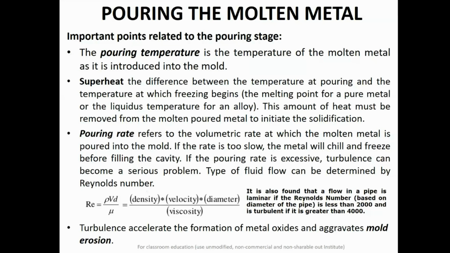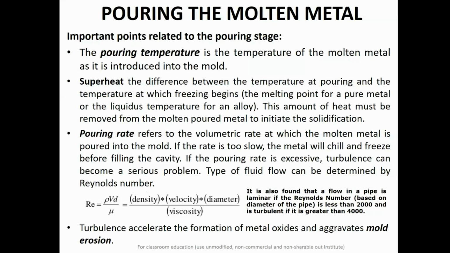undesired shape and size. However, if you keep this pouring rate very high, it will result in the development of turbulence in the molten metal, which is itself a serious problem, as the turbulence accelerates the formation of metal oxides and also results in mold erosion.